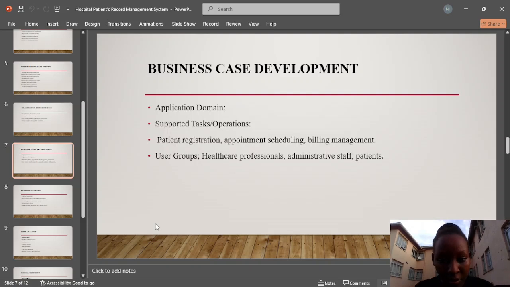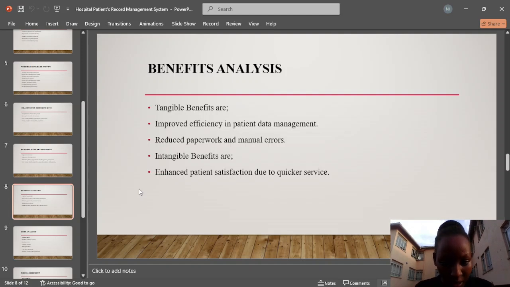Then the business case development. A business case development includes things like the application domain, the supported tasks, and the user groups. The user groups can include healthcare professionals, those are doctors and nurses who are always taking care of the patients. Then there are the patients themselves. Then the administrative staff, which can include finance managers and accountants. Then the benefits of the analysis.